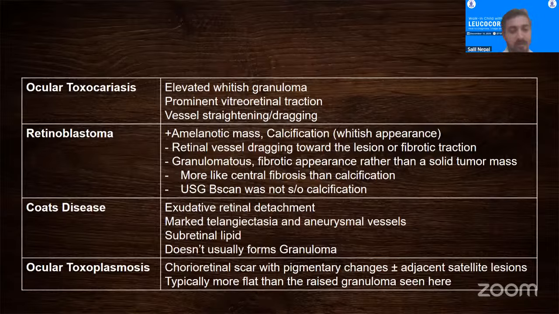Another close differential was ocular toxoplasmosis. However, in this case, we did not find any chorioretinal scar with pigmentary changes, with or without adjacent satellite lesions, which usually occurs in ocular toxoplasmosis. And these lesions are typically more flat than the raised granuloma seen here.